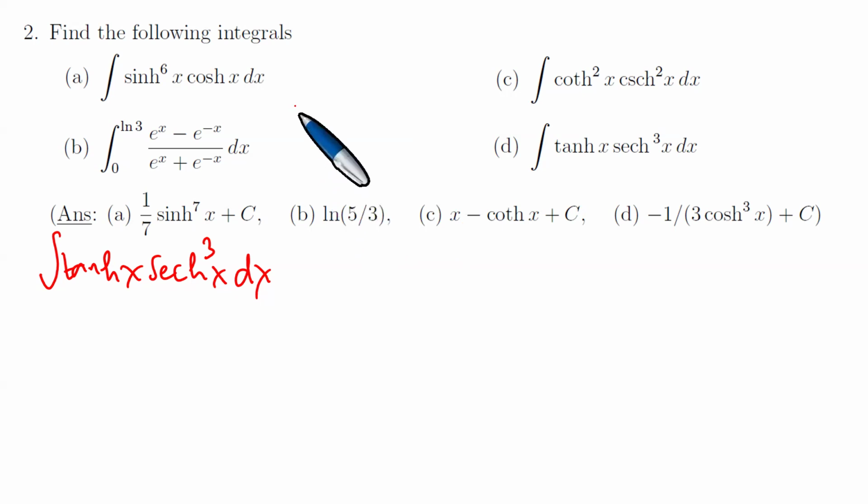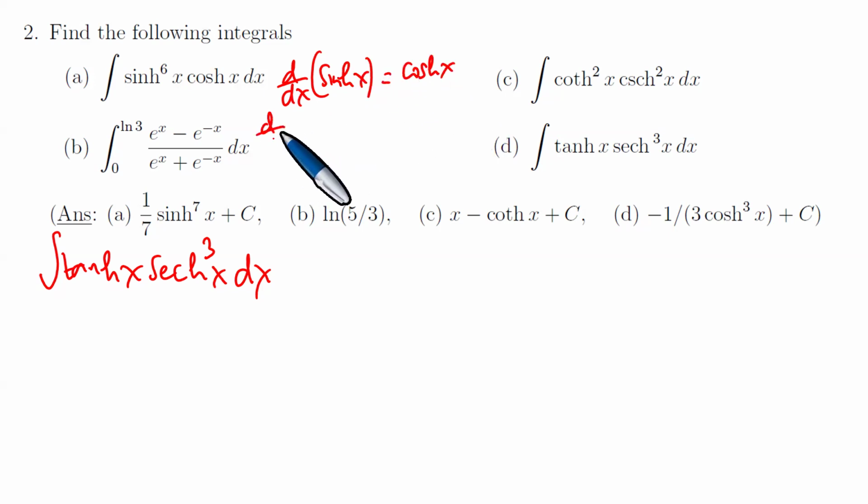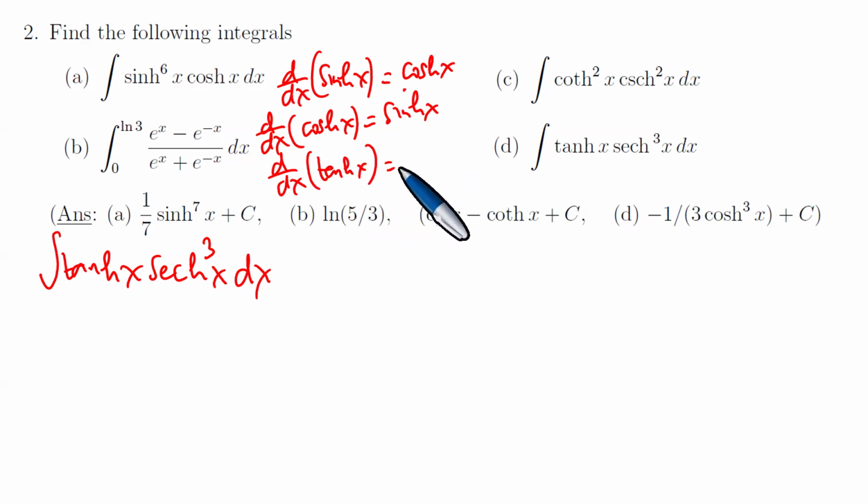Let's remember the rules. I'm just going to scribble the rules here. The derivative of the hyperbolic sine of x is cosh x. The derivative of cosh of x is the hyperbolic sine of x. The derivative of tanh of x is the sech squared.